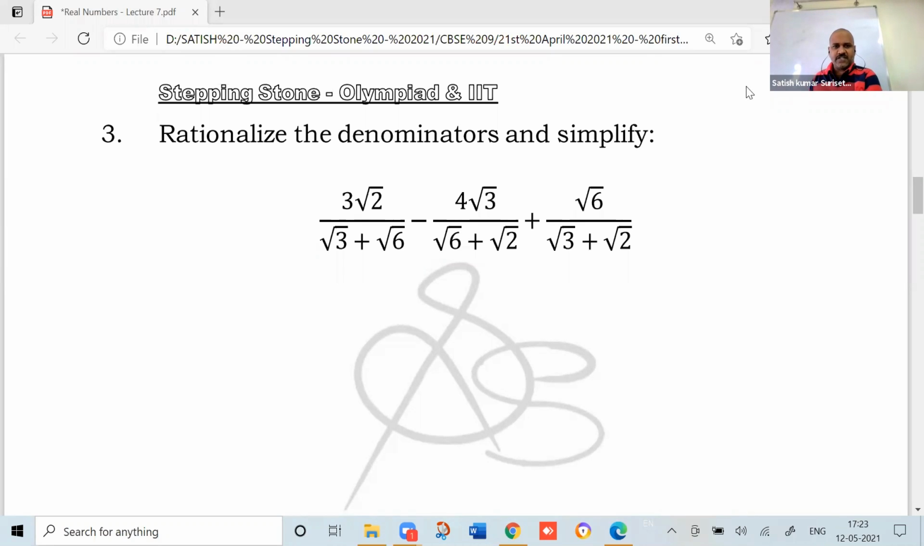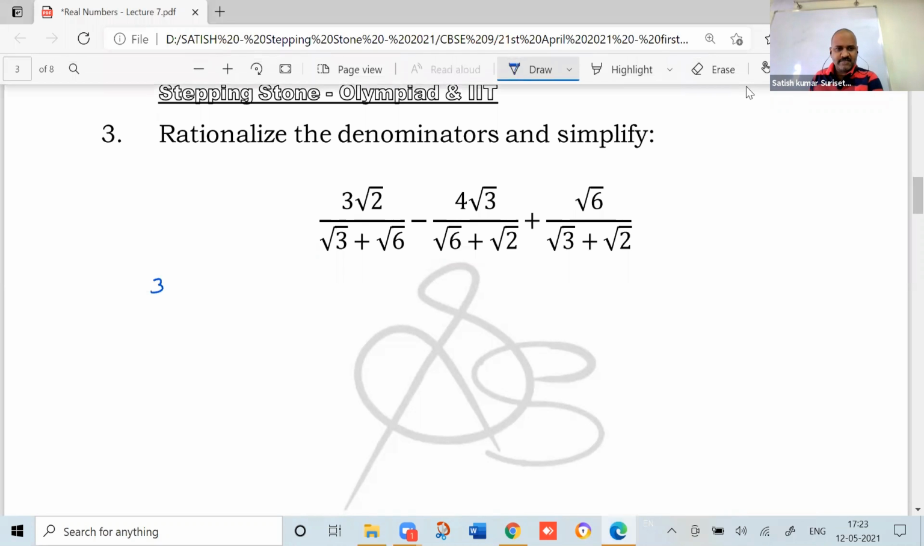Now, take the first term: 3 root 2 upon root 3 plus root 6. Let us write it separately. Now, we need to rationalize. You can take the rationalizing factor either root 3 minus root 6 or root 6 minus root 3. So if I take root 6 minus root 3, it is 3 root 2 into (root 6 minus root 3) upon (root 3 plus root 6) into (root 6 minus root 3).